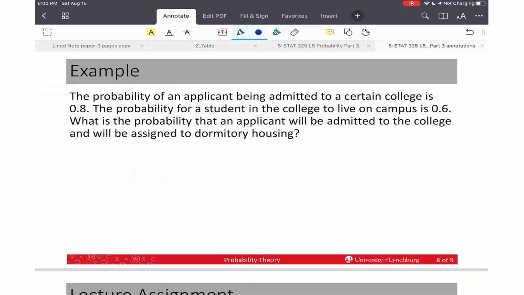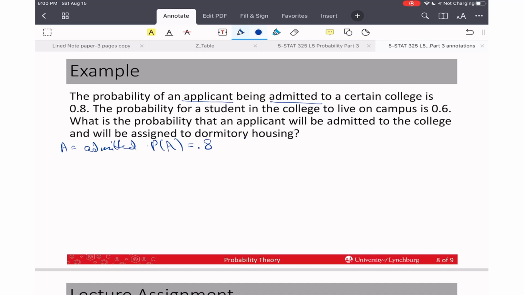So here's another example. We're given that the probability of an applicant being admitted to a certain college is 0.8. So I'm going to say A equals admitted. So the probability of A is equal to 0.8. You'll notice that I'm writing down stuff as I read the problem. And then the probability for a student in the college to live on campus is 0.6.